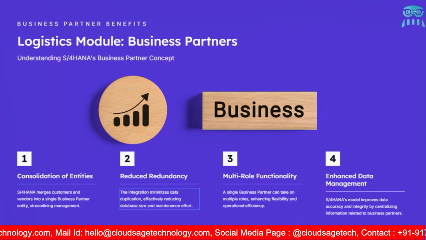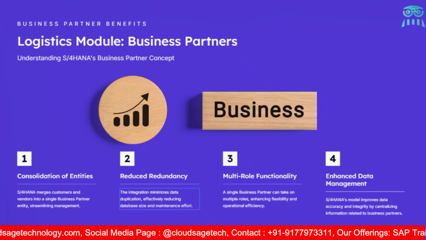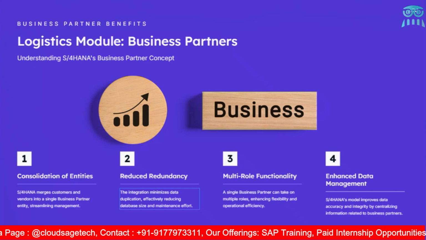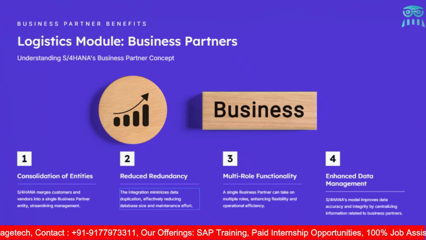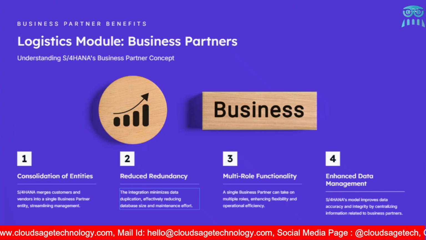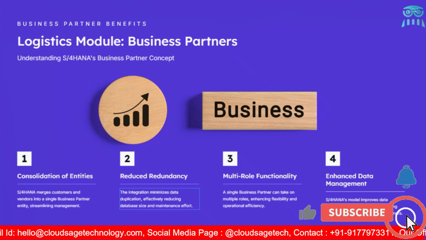The first key difference in the logistic module is the introduction of business partners. Within SAP ECC, customers and vendors are distinct data entities, whereas in S/4HANA, these entities are consolidated into a cohesive master data entity known as SAP Business Partners.